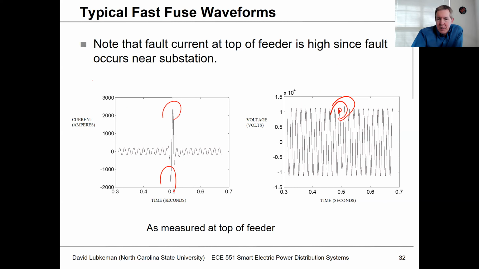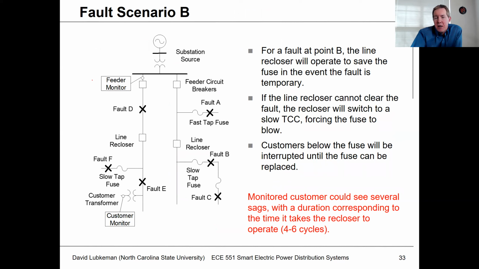What would happen in scenario B, if I have a fault right here? Well, if this is a temporary fault, it could be cleared by the operation of that line recloser. This line recloser is going to be set up on its fast curve. It's going to operate first and try to clear the fault. After a while, if this line recloser can't clear it, then it's going to switch to its other curve, and it's going to cause this fuse to operate. So this is a fuse saving case in this particular instance.